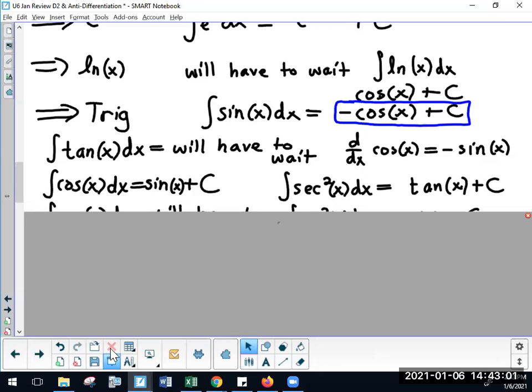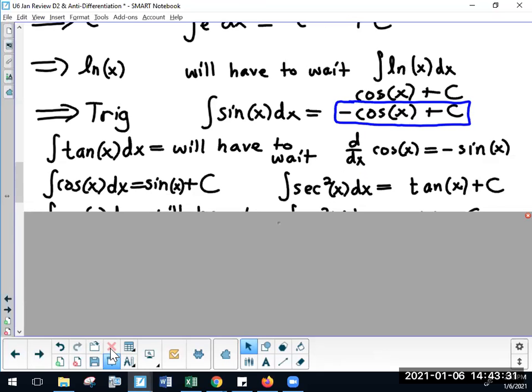How come? Well, an antiderivative is the function whose derivative is given. The derivative of sine of x is cosine of x. The derivative of c is 0. 0 plus cosine of x is cosine of x. Here's another one. Antiderivative of secant squared of x dx. That is tangent of x plus c. Another antiderivative technique that works because the derivative of tangent is secant squared.